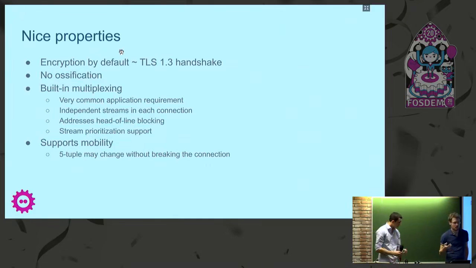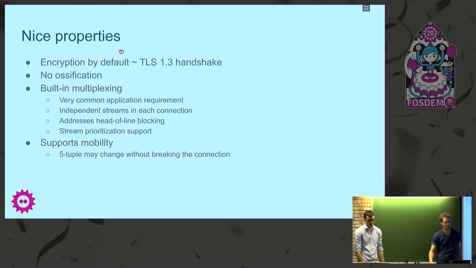There is built-in multiplexing because it's a very common application requirement, and that's an issue that we had with HTTP. It provides independent streams in each connection to address this multiplexing. It addresses head-of-line blocking. That was an issue with HTTP1 that was supposed to be addressed by HTTP2. And it supports some kind of stream prioritization. So basically, it adds a bunch of new features to the old transport layer.